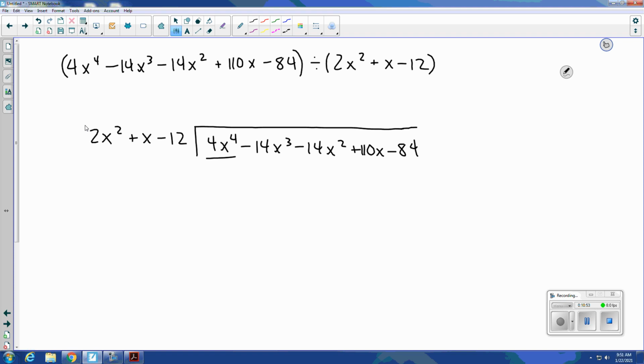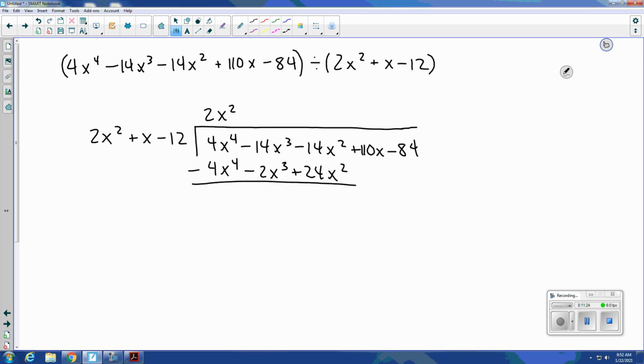Start with the first term on the inside, first term on the outside. So how many times does 2x squared go into 4x to the fourth? Or what is the quotient of 4x to the fourth over 2x squared? We're going to get 2x squared. Once we have that term, we're going to multiply it by our divisor. We're going to get 4x to the fourth plus 2x to the third minus 24x squared. We want to subtract this whole line, so a negative has to run through and all these signs change. So we're going to get negative, negative, positive.